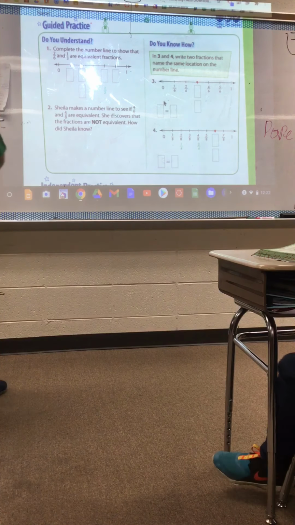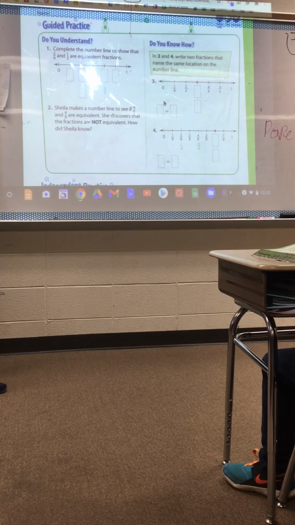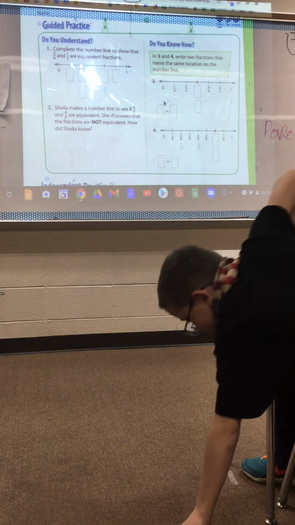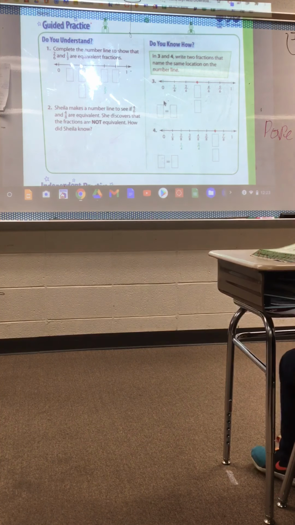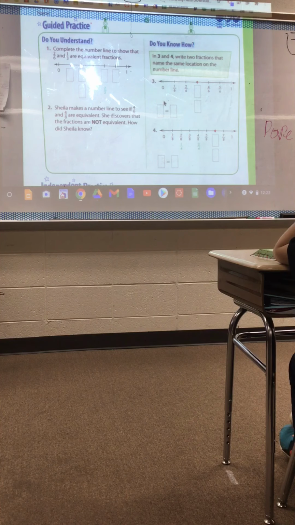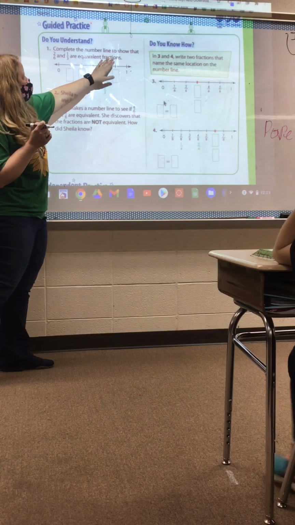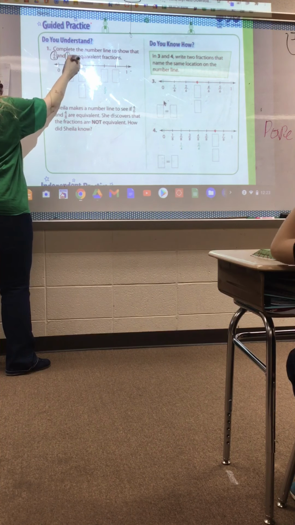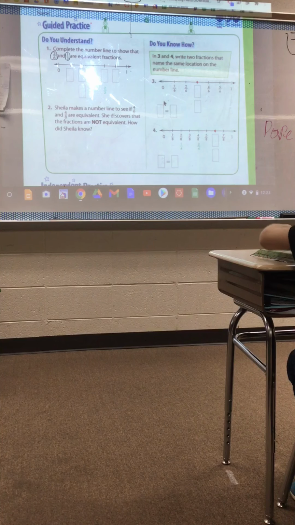Okay, so today we are doing topic 13-2, and it is finding equivalent fractions on a number line. Which sounds hard, but it's not really, okay? It looks hard. Because we're going to do a couple together, so hopefully it'll be a little easier, okay? So let's look at this first one here. It says complete the number line to show that 2/6 and 1/3 are equivalent fractions, okay?